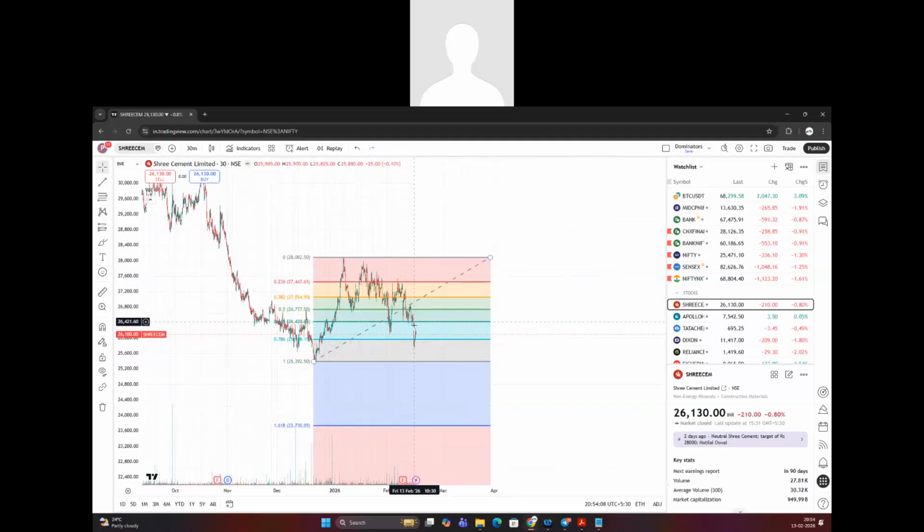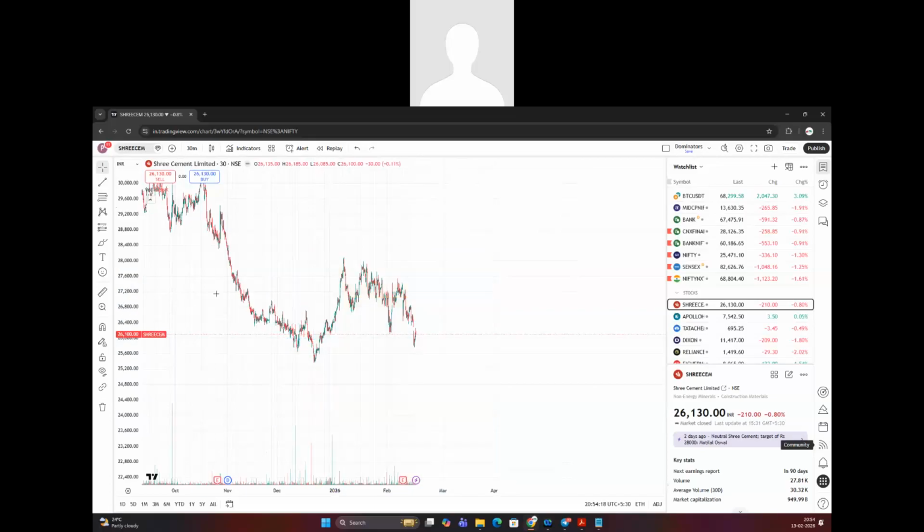0.618 touched. Now it crossed 0.786. So if it is able to cross 0.786, then 1. If it is able to cross 1, immediately it has to come touch 1.6.